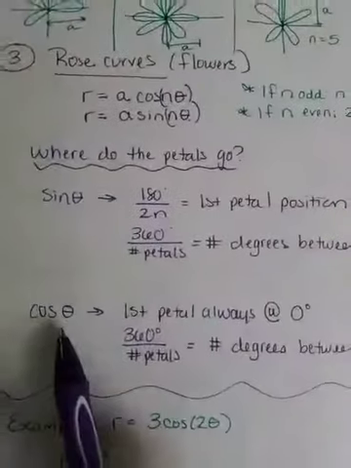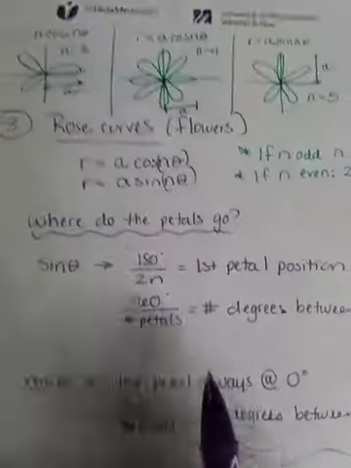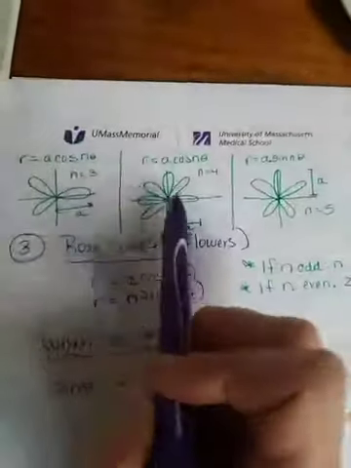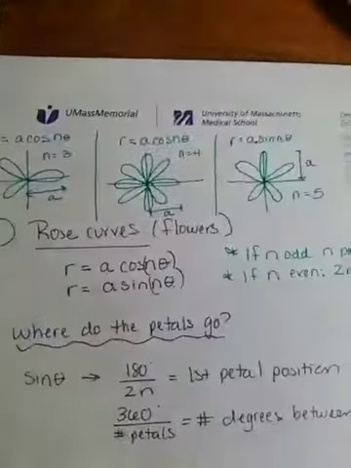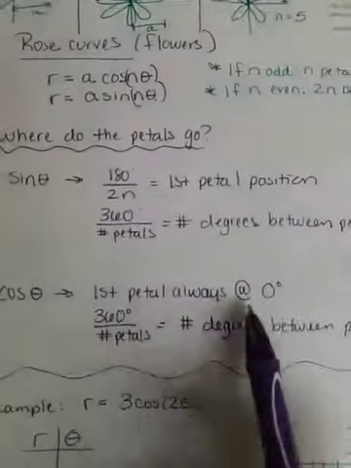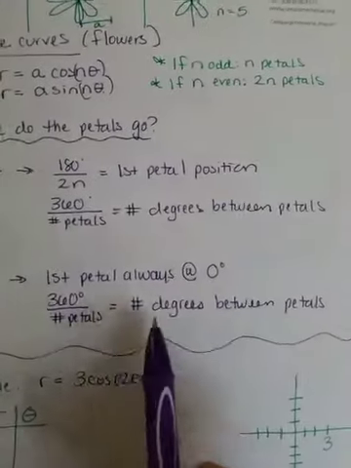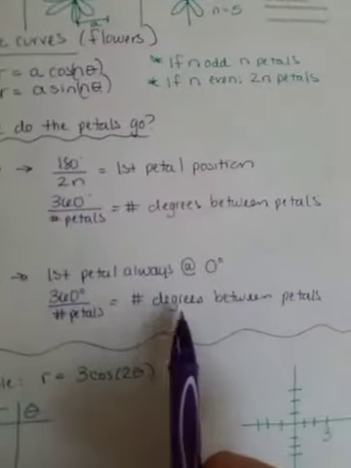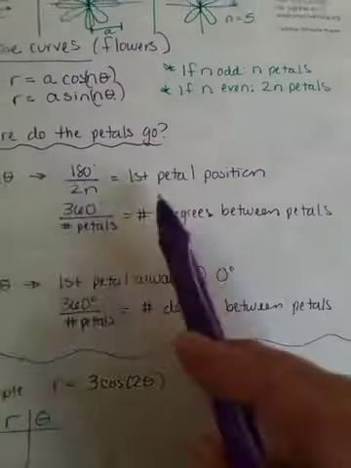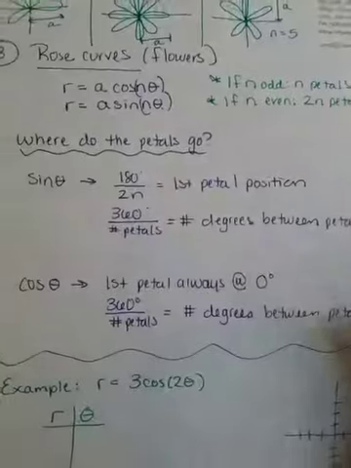For cosine, did you guess? The first petal is always at 0 degrees. I know you're like, well, lady, you only showed us 2 examples, but yes, that's right. If you were thinking that, you were right. And 360 degrees divided by the number of petals also tells you the number of degrees between petals. So these are little notes to help you graph them.